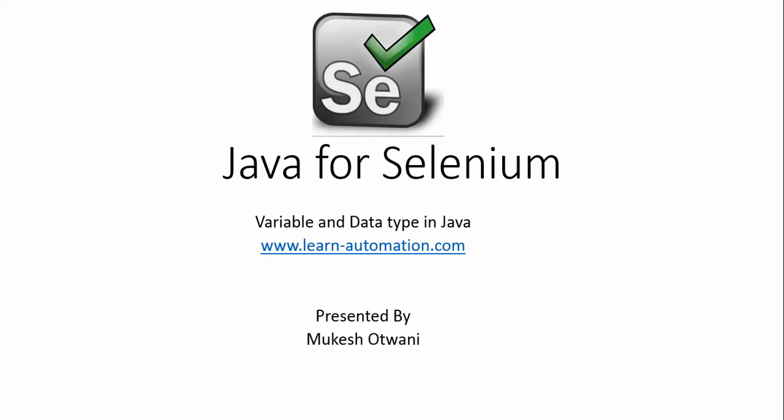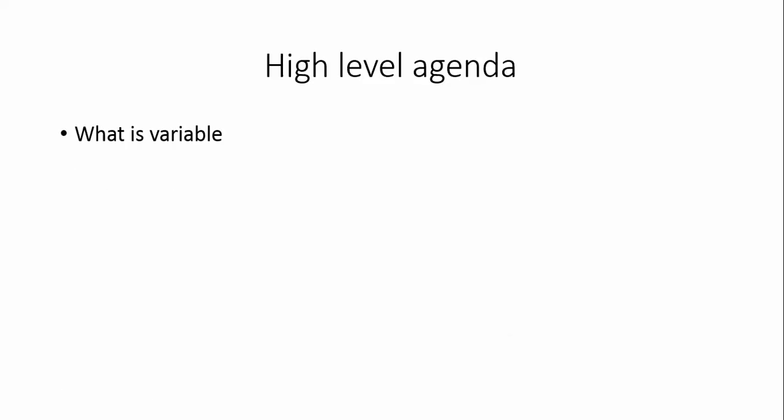Today in this video, we'll mainly discuss what is variable and different data type in Java. Variable and data type are very important not only in Java, in every programming language. So before moving into any programming language, you should know how to declare the variables and what are the different data type available. So we will mainly discuss what is variable, different kind of variables we can use, different type of data type.